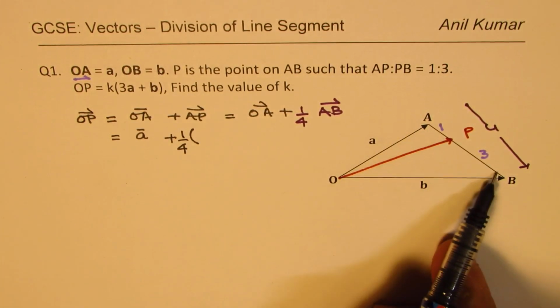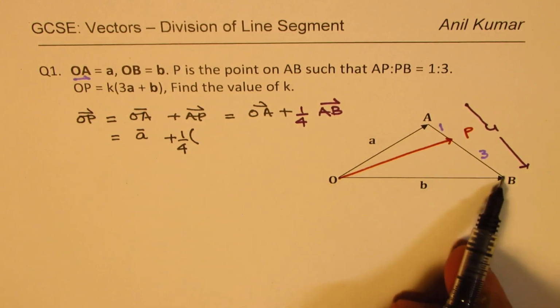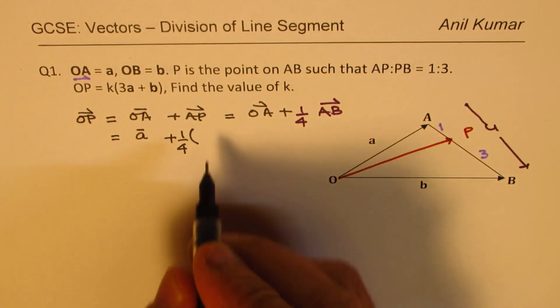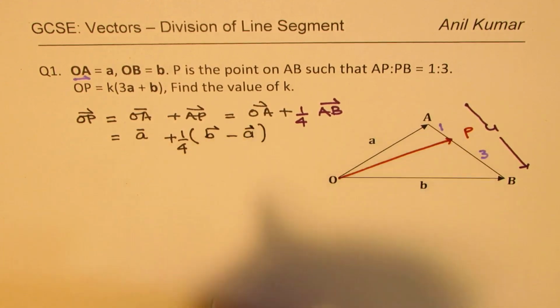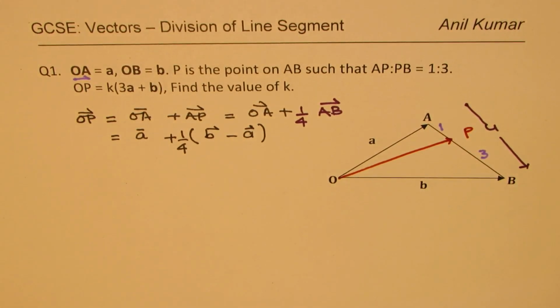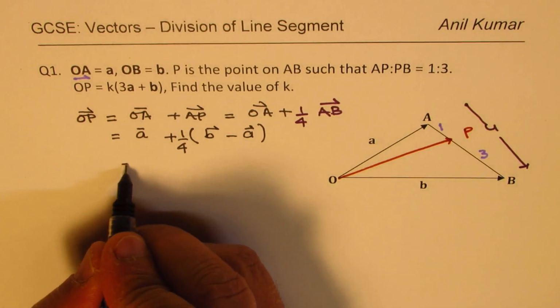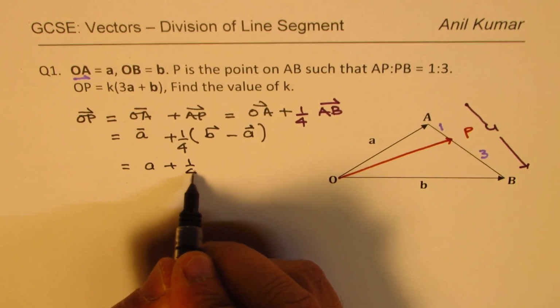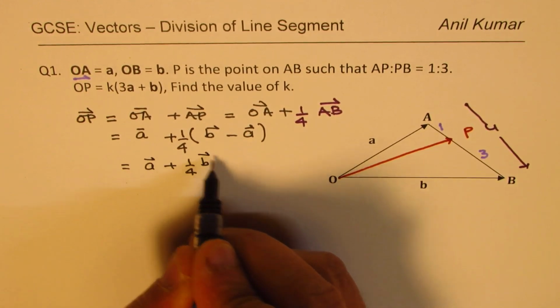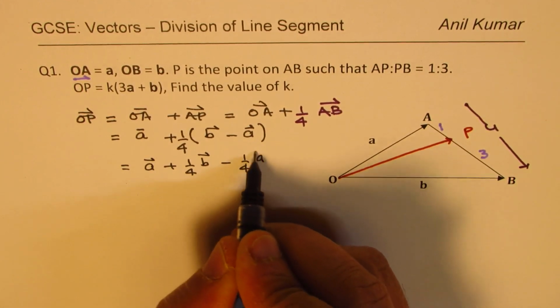But what is AB equal to? AB is vector B minus vector A. So I could write this as vector B minus vector A. Clear? So that is OP. Let's rearrange and figure it out. What we get here is A plus 1/4 of vector B minus 1/4 of vector A.